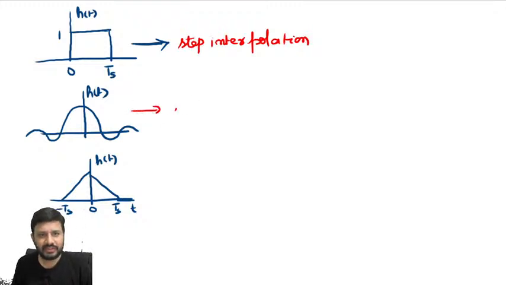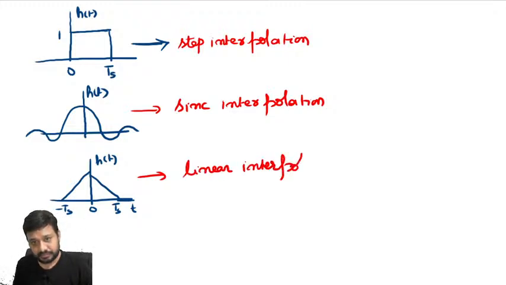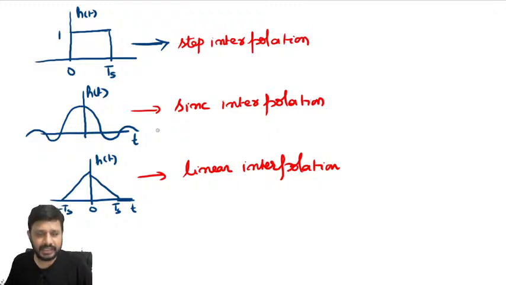Already we have seen this one. This is known as sinc interpolation. Impulse response is taking the shape of a sinc pulse. See, impulse response can take this shape also, a triangular pulse shape. This is known as linear interpolation.